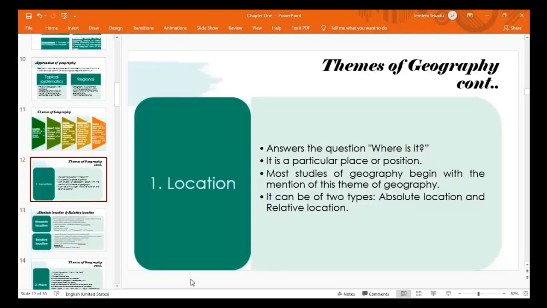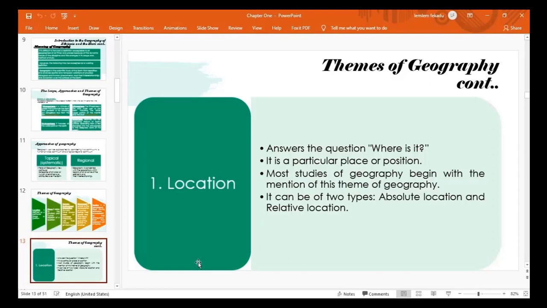Location is the first theme of geography, which means a particular place or position. It answers the question: where is it?